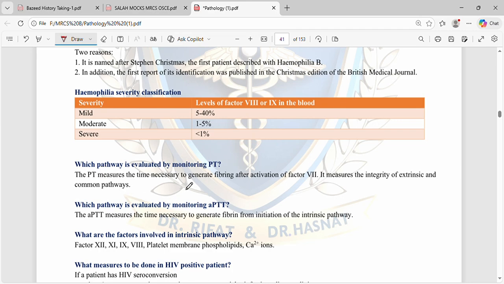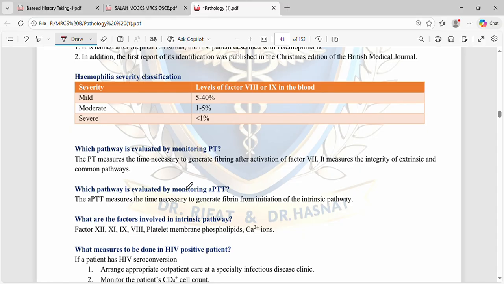Okay, which pathway is evaluated by monitoring PT? It is the extrinsic pathway. Which pathway is evaluated by monitoring APTT? This is the intrinsic pathway. And how is it defined?